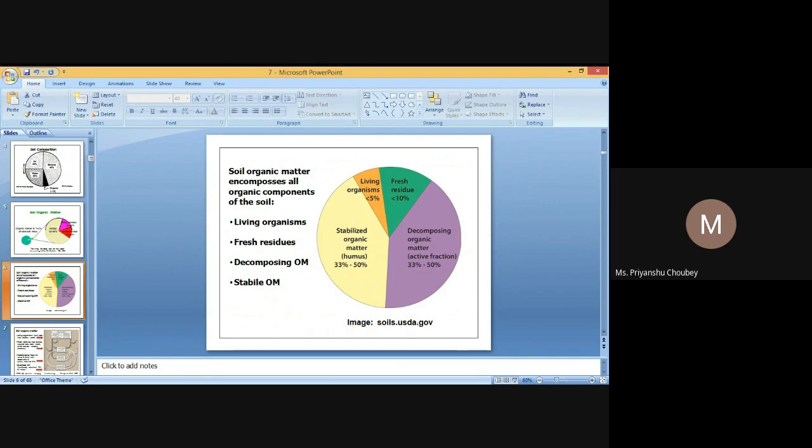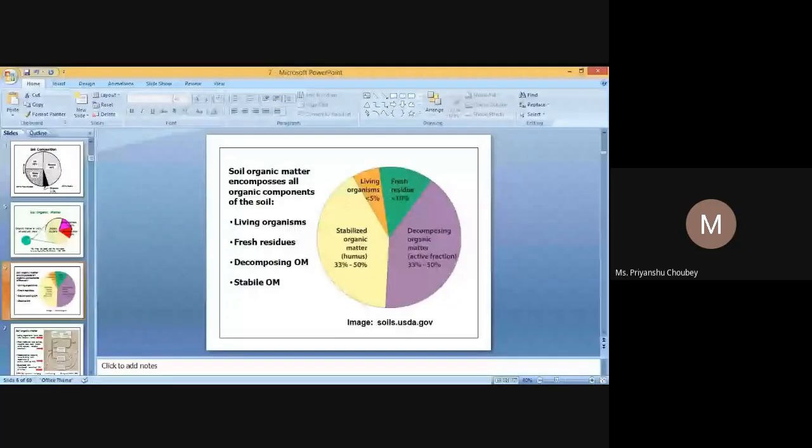Here, the table shows the texture groups on the basis of the percentage of sand, silt, and clay. The first column is the texture group, and the second is sand, silt, and clay. First, sand: 80 to 100% sand, 0 to 20% silt, and 0 to 20% clay. Sandy loam: 50 to 80% sand, 0 to 50% silt, and 0 to 20% clay.